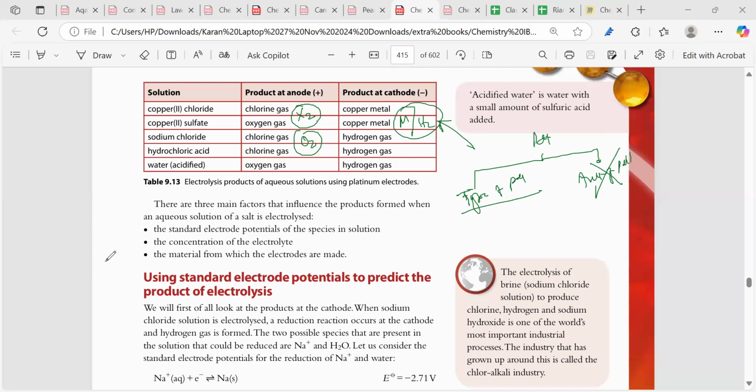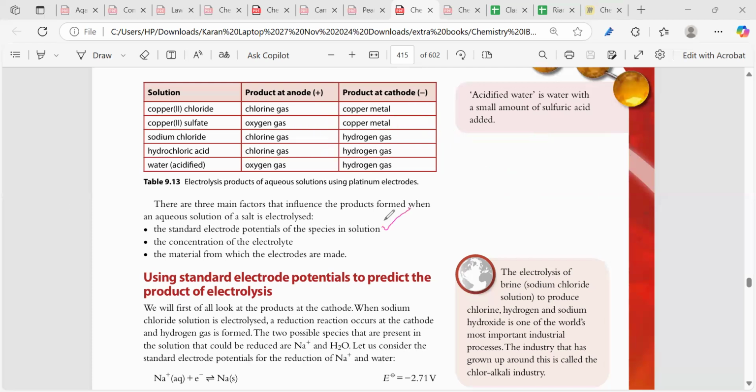The type of the product depends upon the standard electrode potential of the species in the solution. Number two, the concentration of the electrolyte. Third, the material from which the electrodes are made. Is it clear? This is a very important point we noted. So it depends on the standard electrode potential of the species in the solution, the concentration of the electrolyte, and the material from which the electrodes are made.